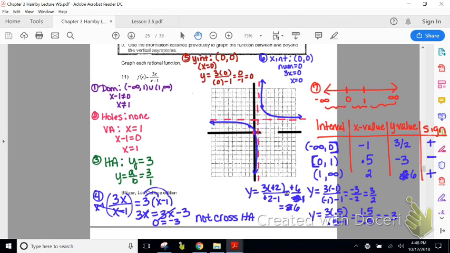Alright, let's see, what else did it say? I think that was it. It's plot at least one point, and then use it. Okay, so this thing paused itself. So anyways, I think we've covered all the steps there, and so there is my graph of this rational function.